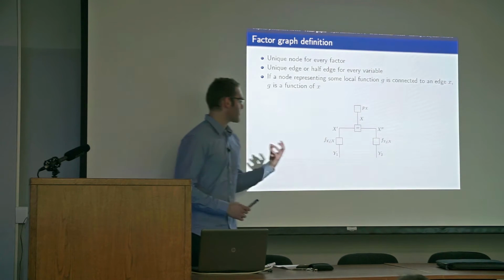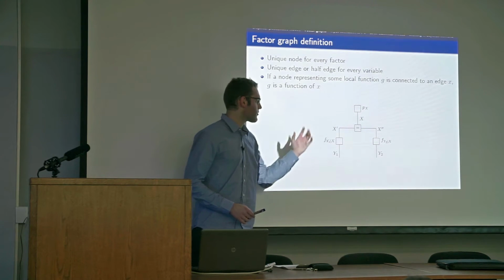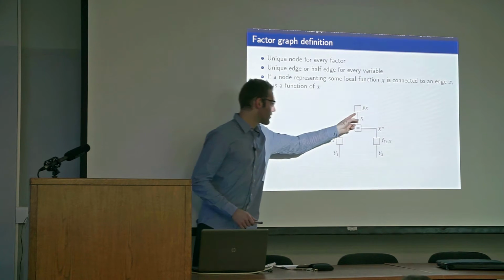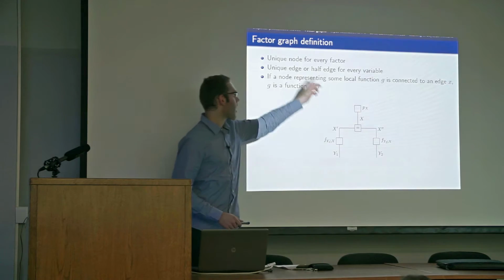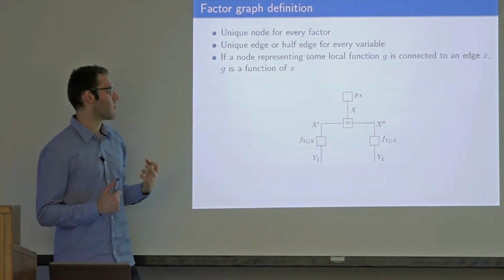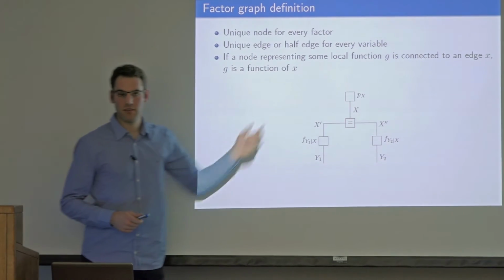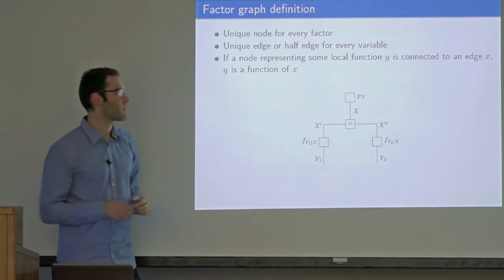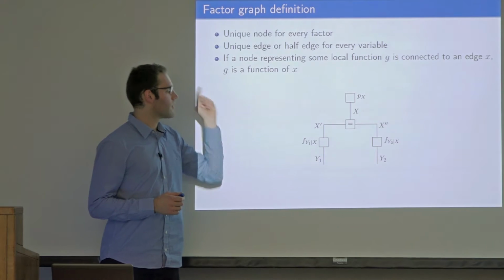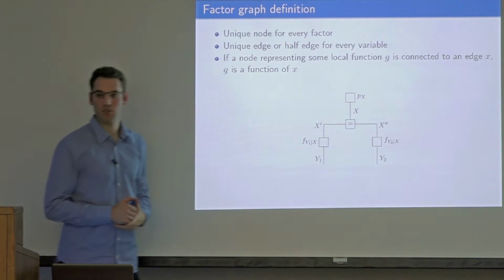So as we established before, there's a unique node for every factor in our distribution. There's a unique edge. An edge connects two factors, or a half edge, which is connected to just one box, for every random variable. That means we need this equality sign to replicate random variables which appear in more than two factors. And this uniqueness rule means that if an edge is connected to a box, the box is a function of that edge.